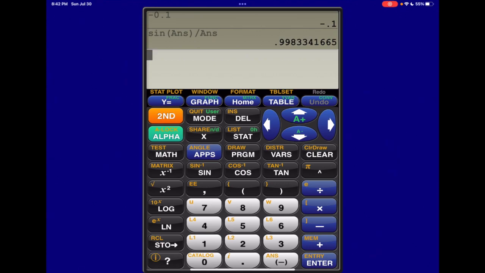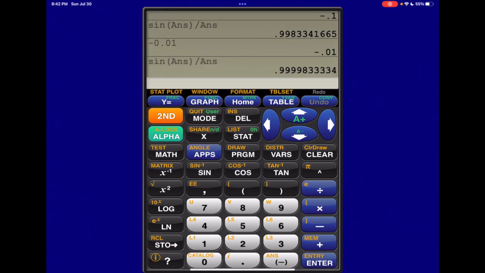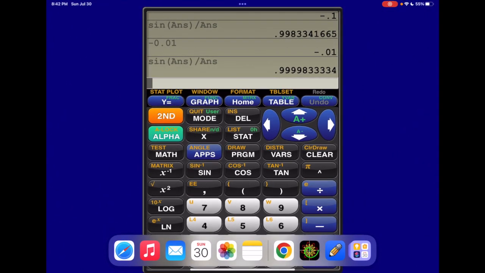And let's go ahead and do the next one at the same time. So negative 0.01 is now stored as answer. Plug that in, and we get these values. We'll go ahead and round these to 5 decimals, so 0.99833 and 0.99998. Let's go write those down.